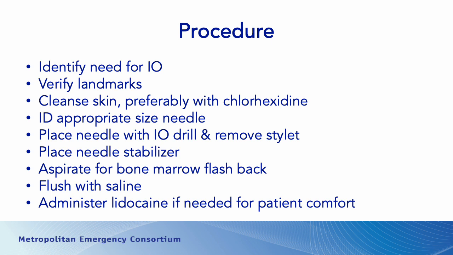Identify the appropriate size needle, and then place the needle on the drill and drill it into the bone. And then when you're done, take the stylet out. Place the needle stabilizer on the device. I think most of us now carry the EasyIO stabilizer. Place it on the device to hold that needle in place. Put your J-loop on, aspirate, and make sure you get bone marrow.